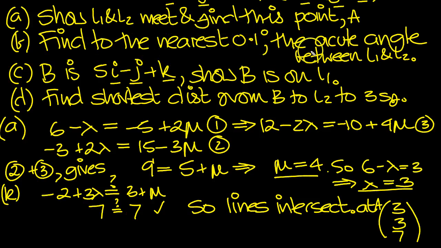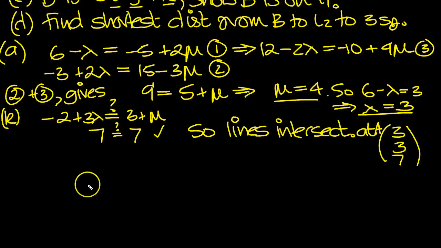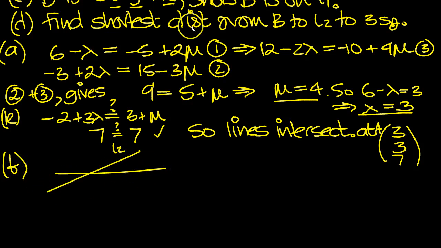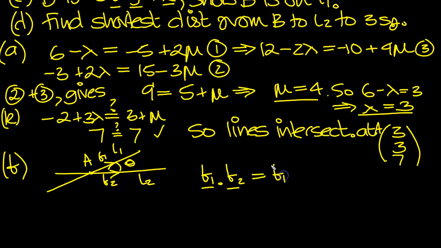Find, to the nearest 0.1 degree, the acute angle between the lines L1 and L2. So let's do a little picture for part B. Here's L1, and here's L2. They meet at the point A. We can call this angle theta, and then we can use the dot product rule. These are directional vectors from the equations of the lines. So let's label that b1 and this b2. So b1 dot b2 will equal the modulus of b1 times the modulus of b2, cosine of the angle between them.